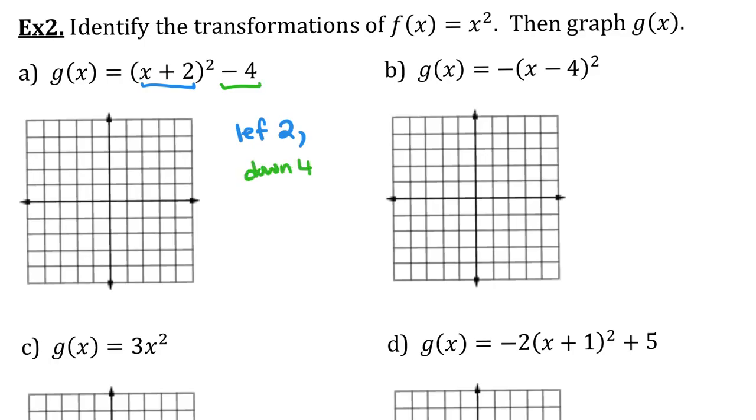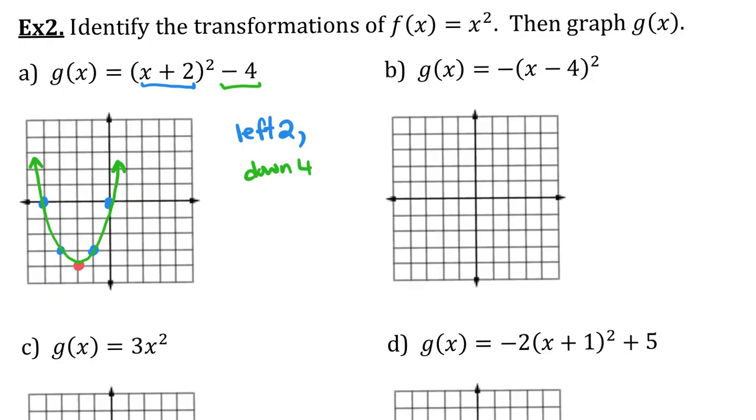Hold on, I spelled left wrong. Okay, so normally the vertex is (0, 0). Let's go left 2, down 4. My new vertex is down here. And then it should make the same shape as the parent graph. So I'm going to go right 1, up 1, left 1, up 1, right 2, up 4, left 2, up 4. If you want to go further, you could go right 3, up 9, because 3 squared is 9. Okay, and it should look curved. Don't make it look like a V. That's absolute value.